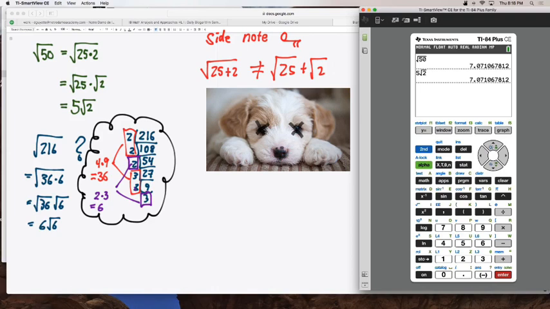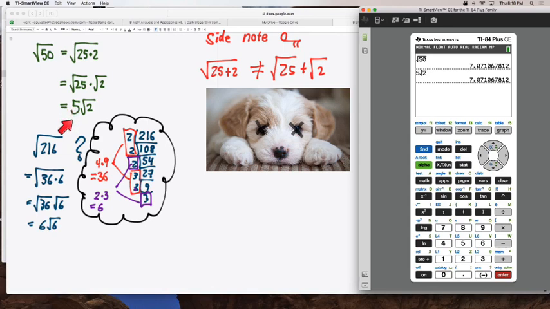I forgot to mention something about checking your answers. I wanted to go back real quick here. We've got square root of 50 is equal to 5 square root of 2. You can use Desmos or any calculator. Notice I type in the square root of 50. It gives me a decimal approximation. If I type in 5 times the square root of 2, it gives me the exact same decimal approximation. So there's no excuse for getting wrong answers here.